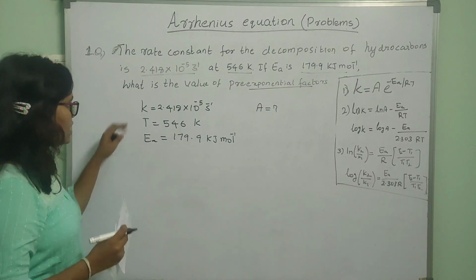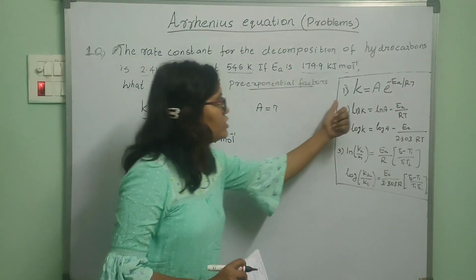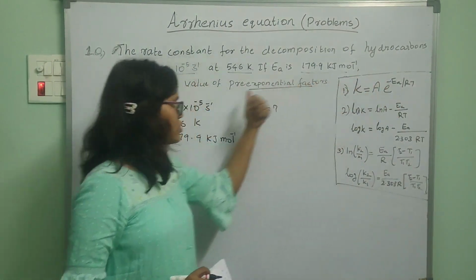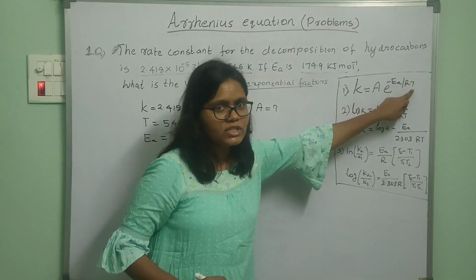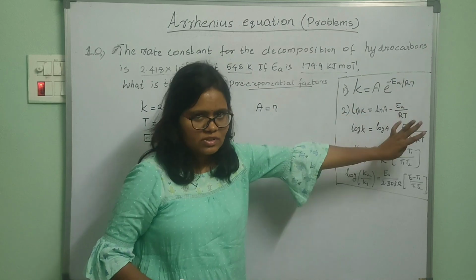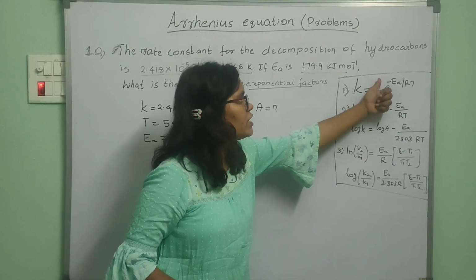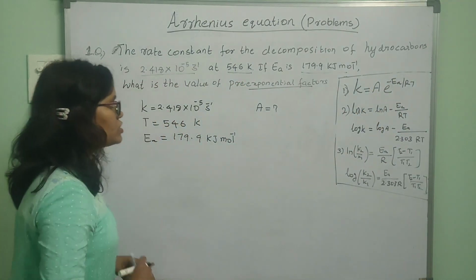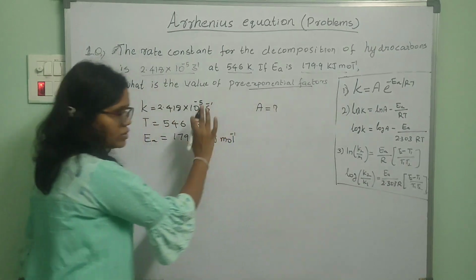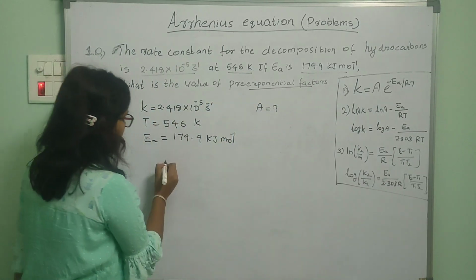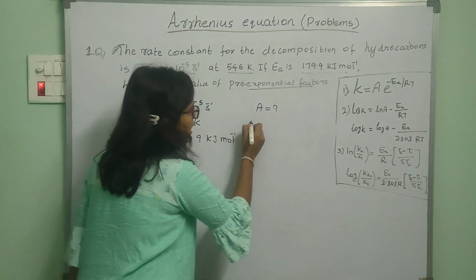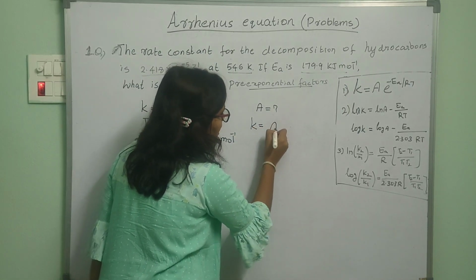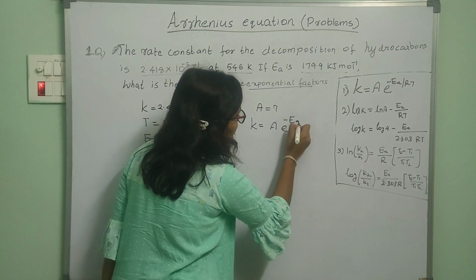Now we can easily figure out that we can use this first equation to solve this problem, right? You are given K, you are given EA, you are given temperature, and the universal gas constant is already known. So from this you can find the pre-exponential factor. I will use this first equation to solve this problem. So K is equal to A e^(-EA/RT).